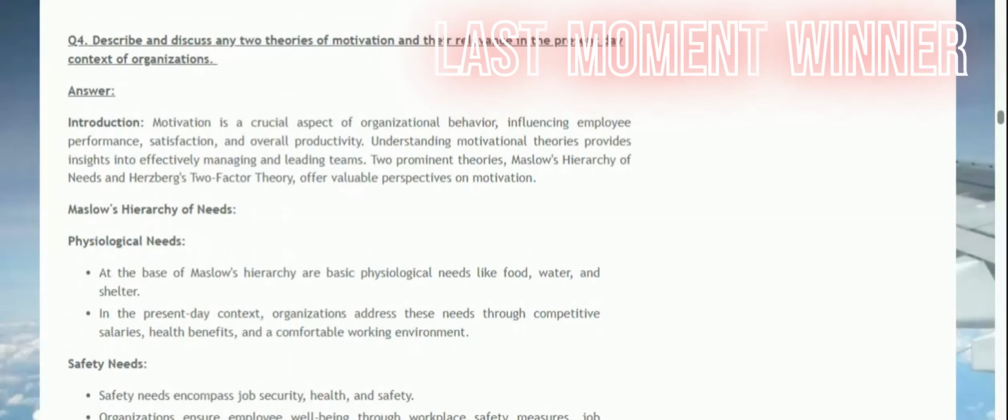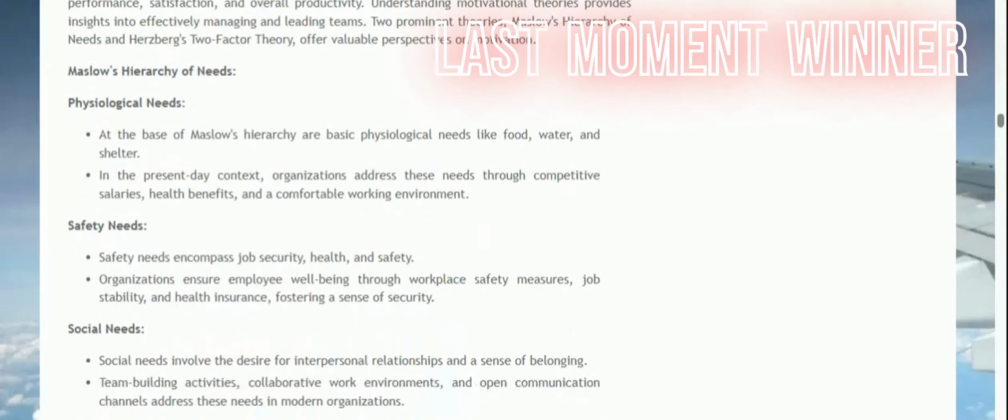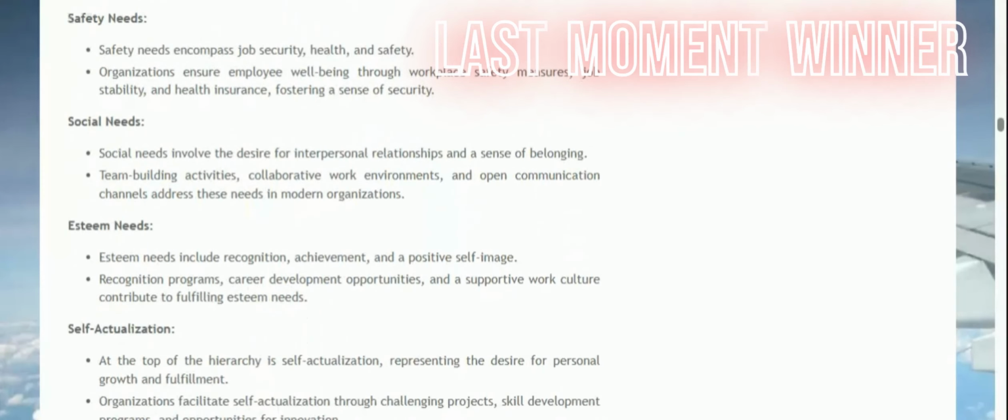Maslow's hierarchy of needs. Physiological needs. At the base of Maslow's hierarchy are basic physiological needs like food, water, and shelter. In the present-day context, organizations address these needs through competitive salaries, health benefits, and a comfortable working environment. Safety needs. Safety needs encompass job security, health, and safety. Organizations ensure employee well-being through workplace safety measures, job stability, and health insurance, fostering a sense of security.